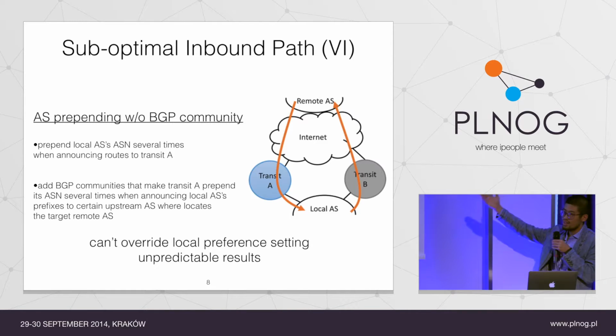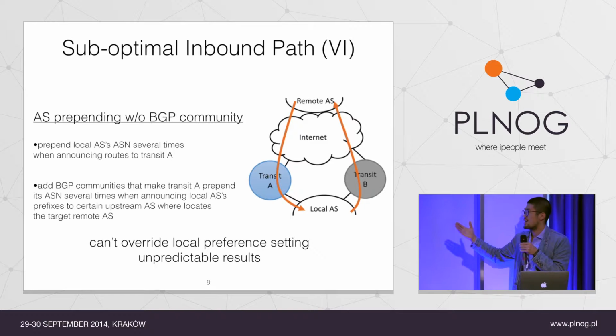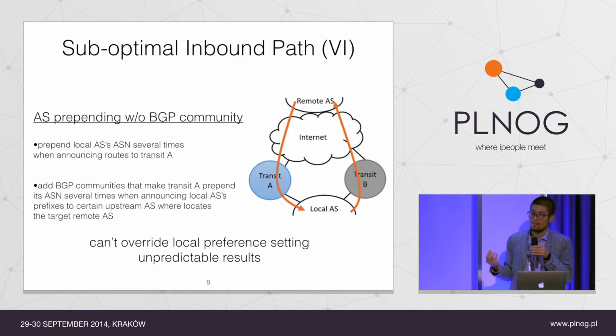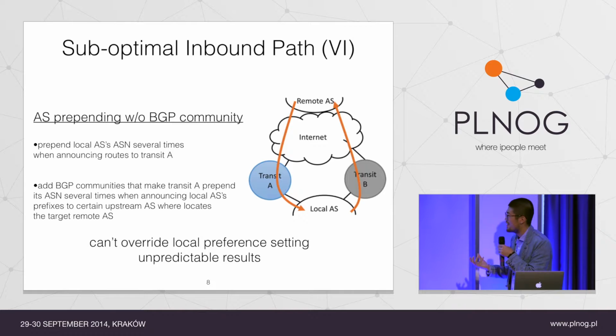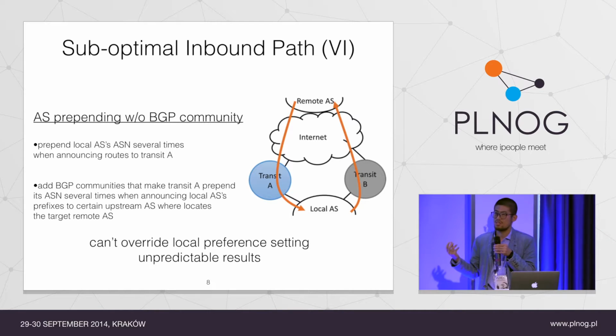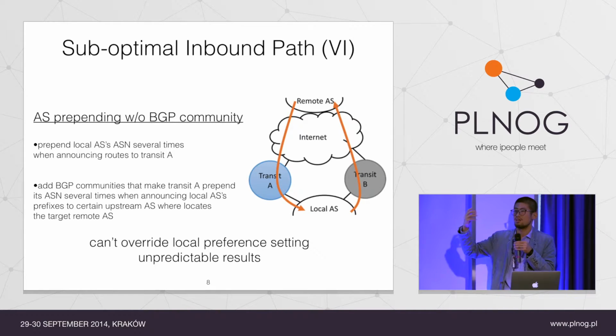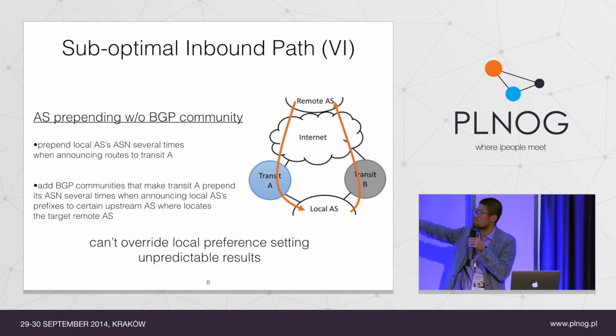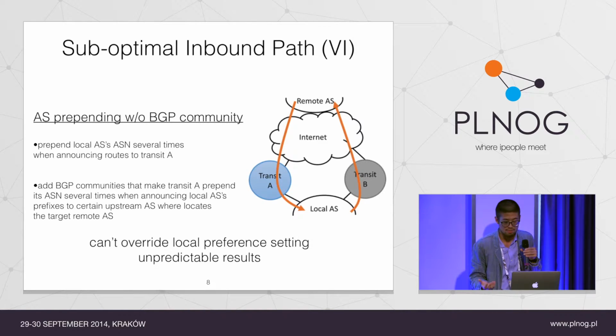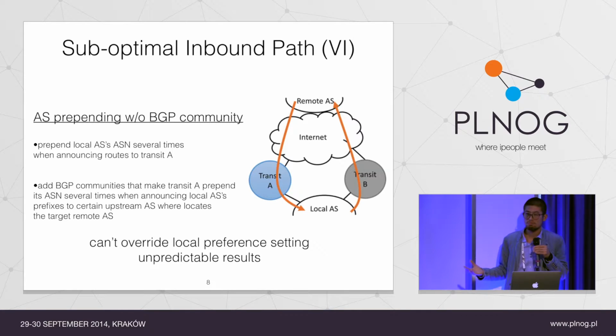The problem of AS prepending is that it is cheating about the AS path length, and it can't override the local preference setting in upstream ASs. And if the upstream ASs and the remote ASs just prefer, for example, transit A, we can do nothing about it. So we have very unpredictable results. So in conclusion, all in all, in this kind of situation that we've seen, there's very limited BGP can do about it, and we have very limited control on the effects.